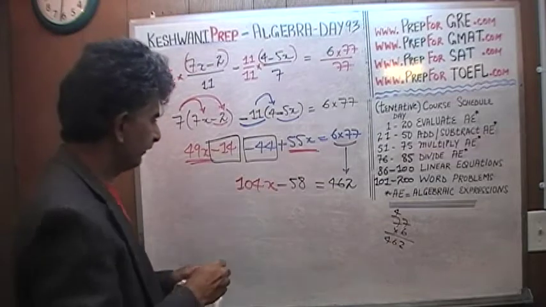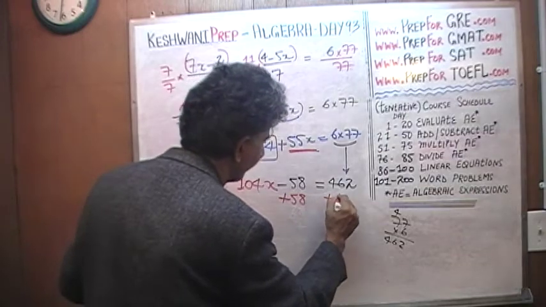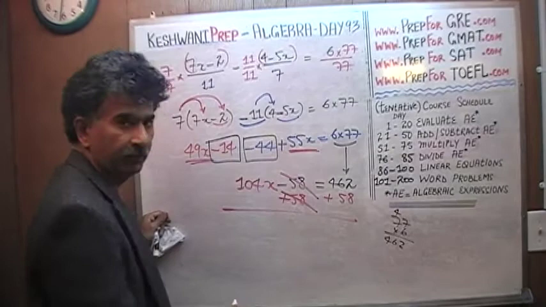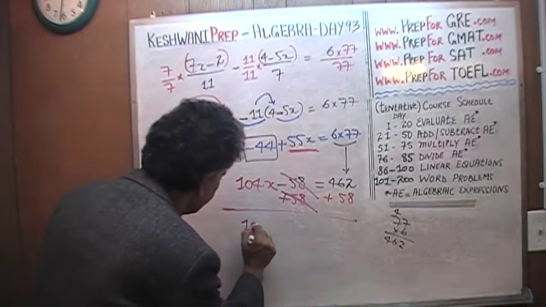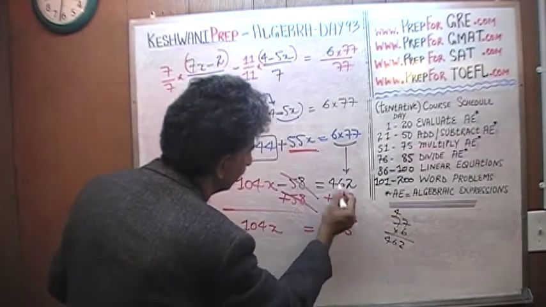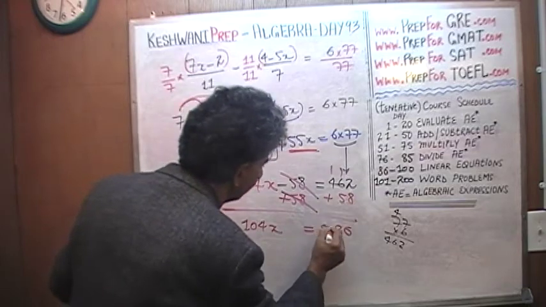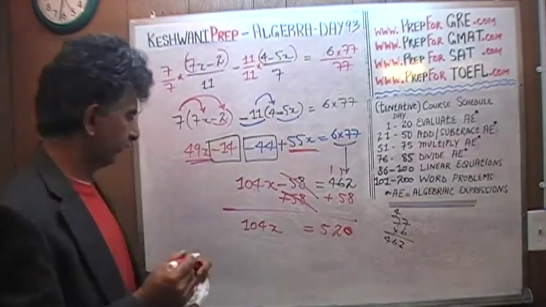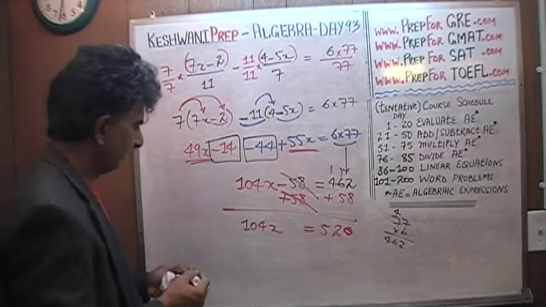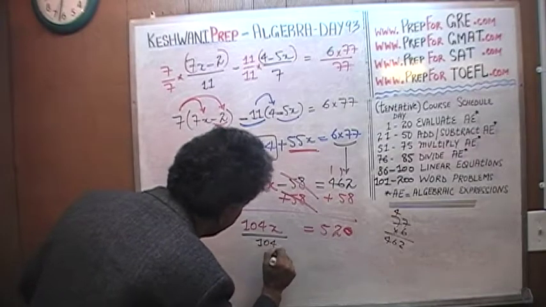Now we need to get rid of this 58. We need to get rid of the 58 by adding 58 to both sides. So negative 58 takes out positive 58, and we are left with 104x equals 462 plus 58: 2 plus 8 is 10, 0 carry 1, 6 plus 5 plus 1 is 12, it looks like 520. That's very straightforward. How do we figure out what x is? Well, divide both sides by 104.